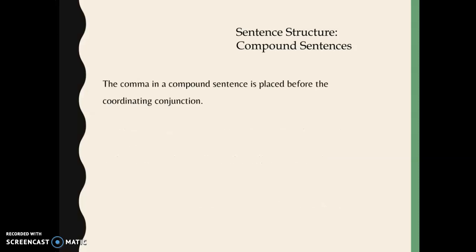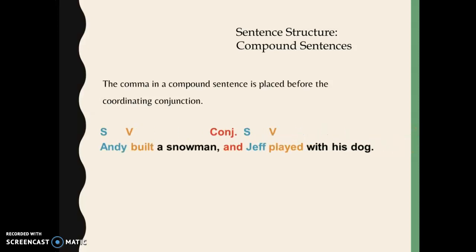The comma in a compound sentence is placed before the coordinating conjunction. Here's the example. Andy built a snowman, comma, and Jeff played with his dog. Andy built a snowman is an independent clause, and Jeff played with his dog is also an independent clause. They've been added together with the conjunction and.